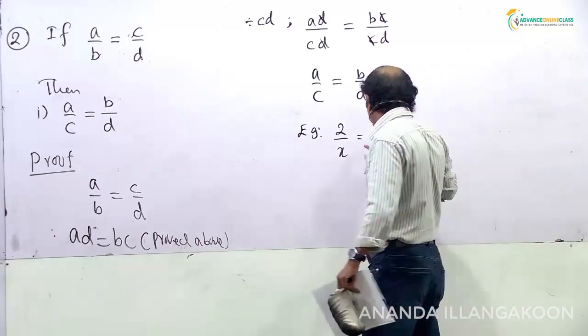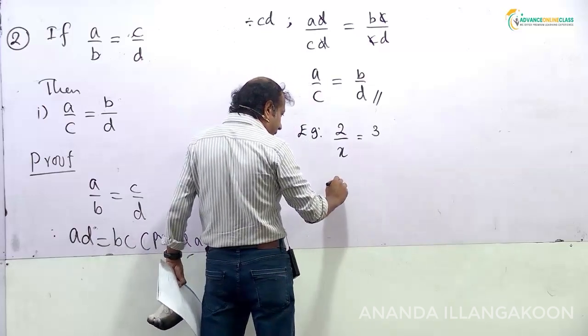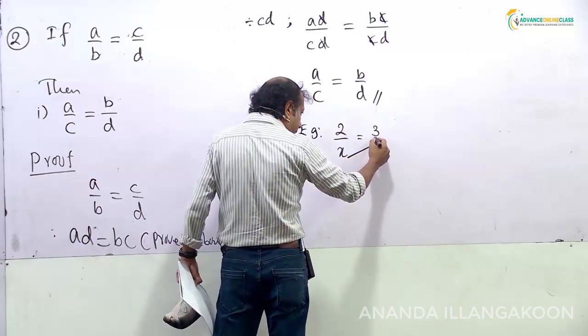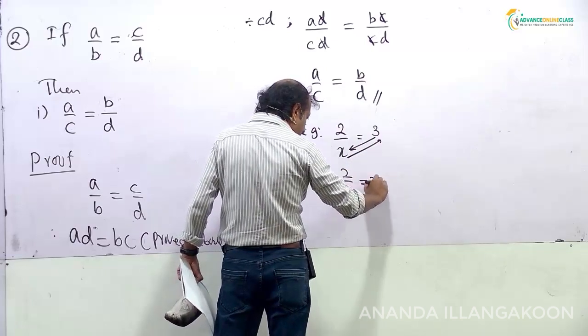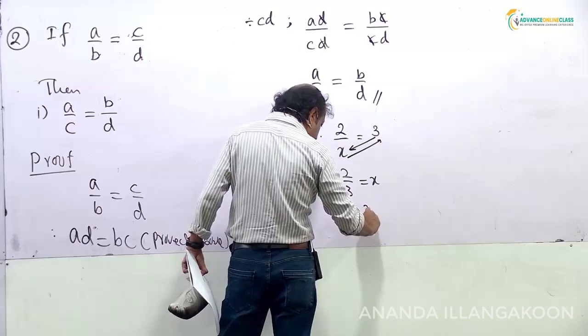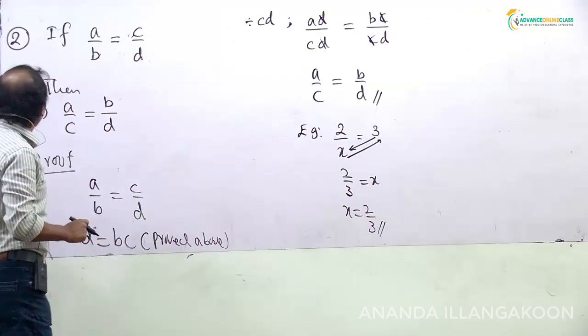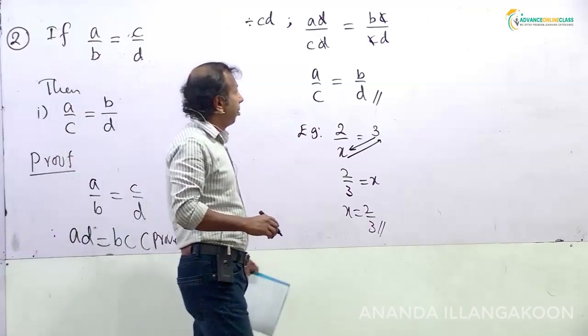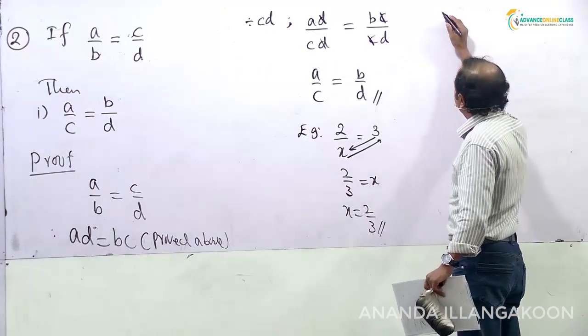Then come to this as the first one. Bring this x way here, 3 way here. Then we get 2/3 equals x. 2/3 equals x means x equals 2/3. This way we get the x value. The second one.